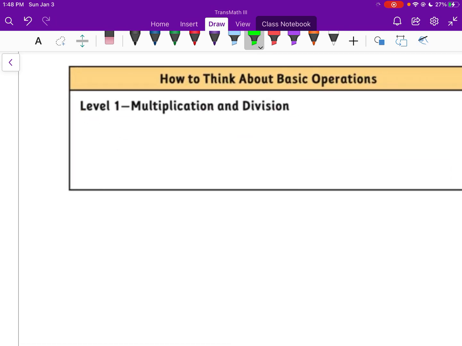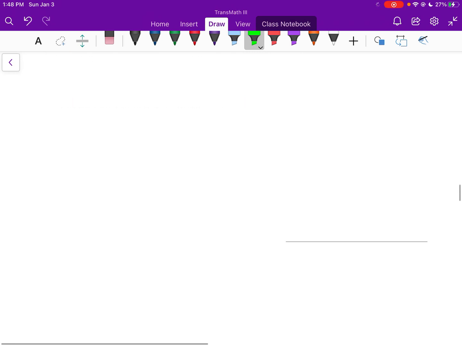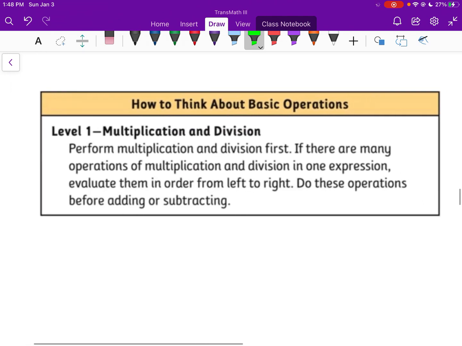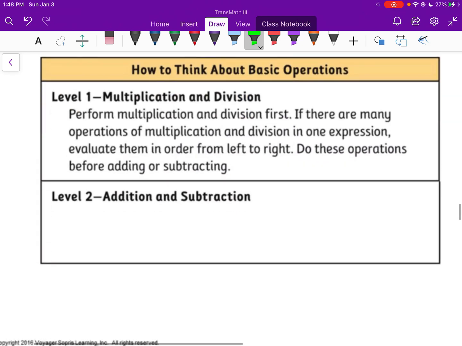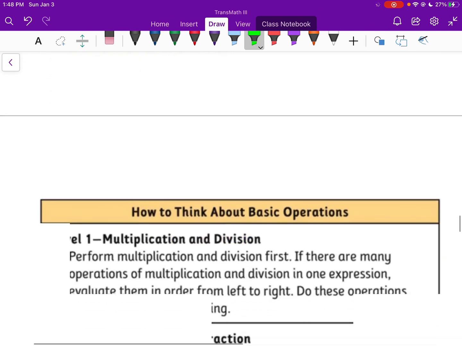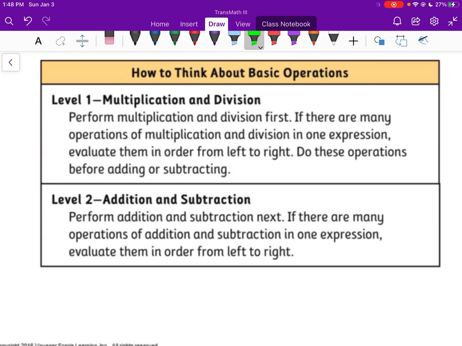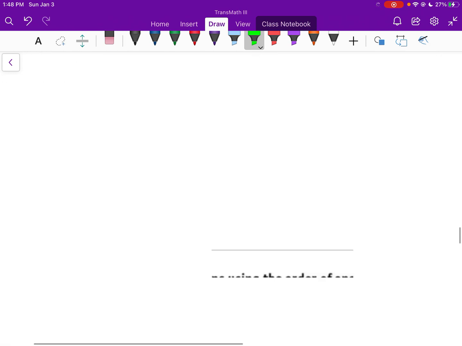So our levels of thinking now, because we have an order of operations, there's a specific order we need to do this in. The first level that we're going to work with is multiplication and division. You always work with your multiplying and dividing first. If there are many operations of multiplication and division in one expression, evaluate them in order from left to right. Once we do all our multiplication and division, then we move to the adding and subtracting. And the same idea there: once we get to the adding and subtracting step, you work from left to right in order.